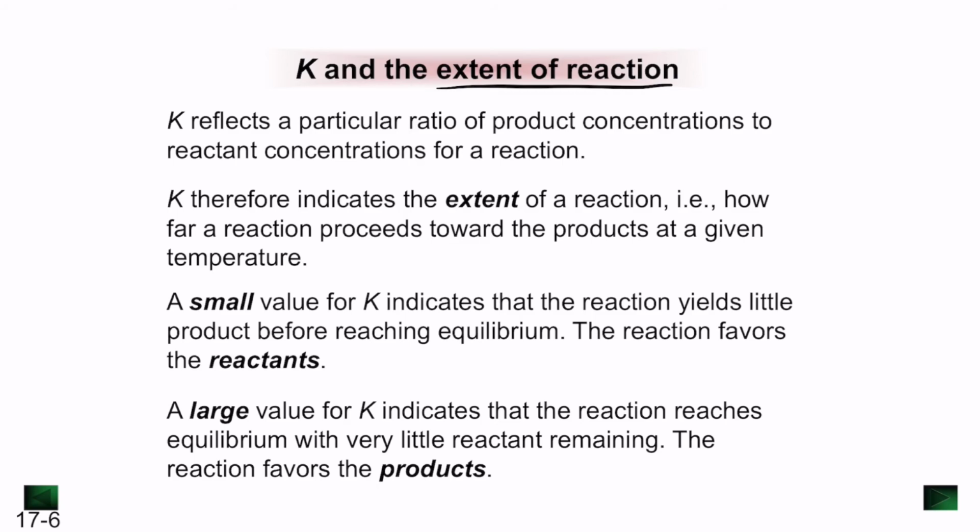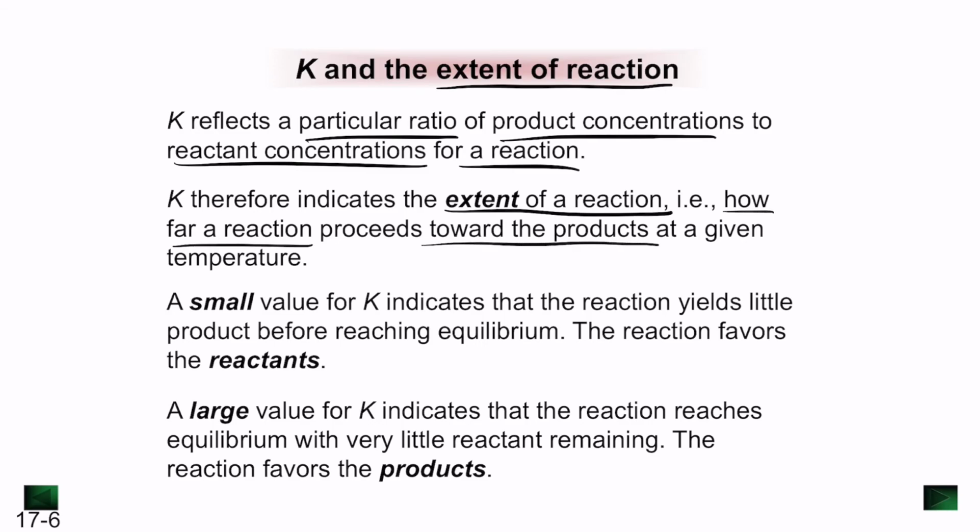K is actually more of a quantity that represents the extent to which a reaction can occur. So K reflects a particular ratio of product concentrations to reactant concentrations for a reaction. It therefore indicates the extent of reaction. Extent represents how far a reaction proceeds towards the product at any given temperature, which means how much product is going to be produced is represented by K.